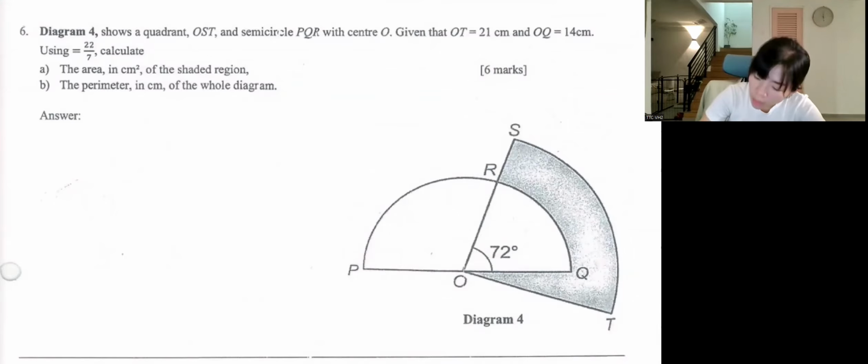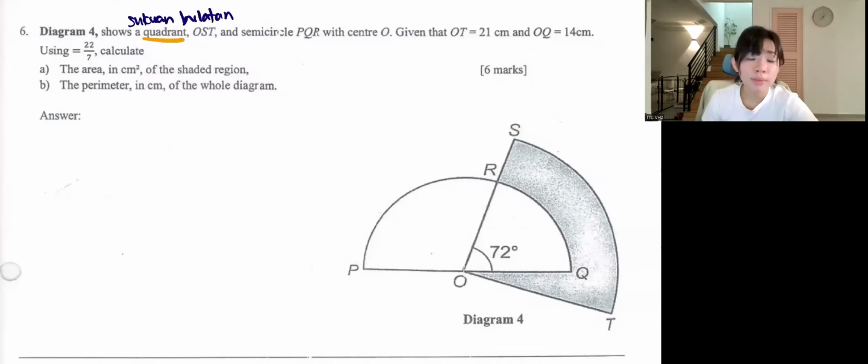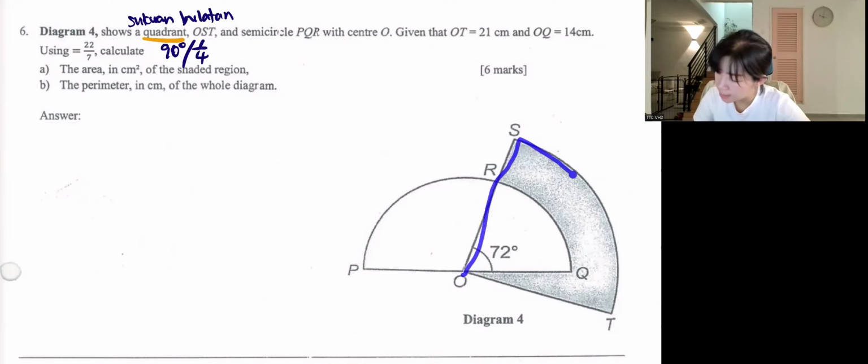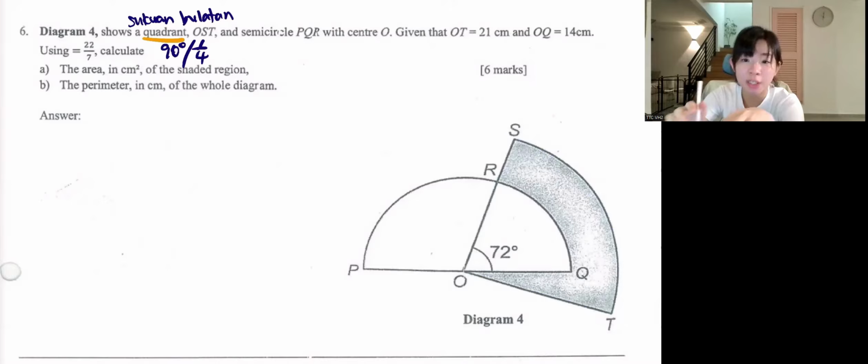So it shows a quadrant. When you see quadrant, in BM, they will say sukuan bulatan. Quadrant means always 90 degrees, 1/4. Okay, so can you see OST? This is a quadrant. Meaning, okay guys, when you write on paper, you try to sketch out this shape so that you can also label on the diagram. I know it's very hard to see just from the screen, so you try to sketch out the shape also on your paper.